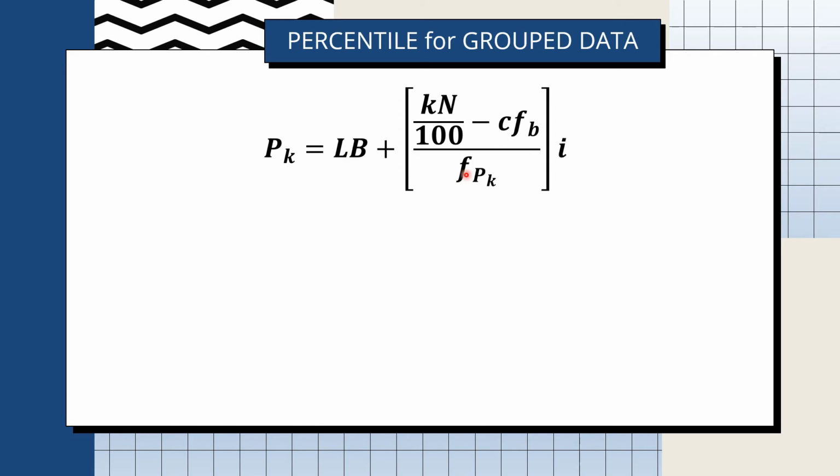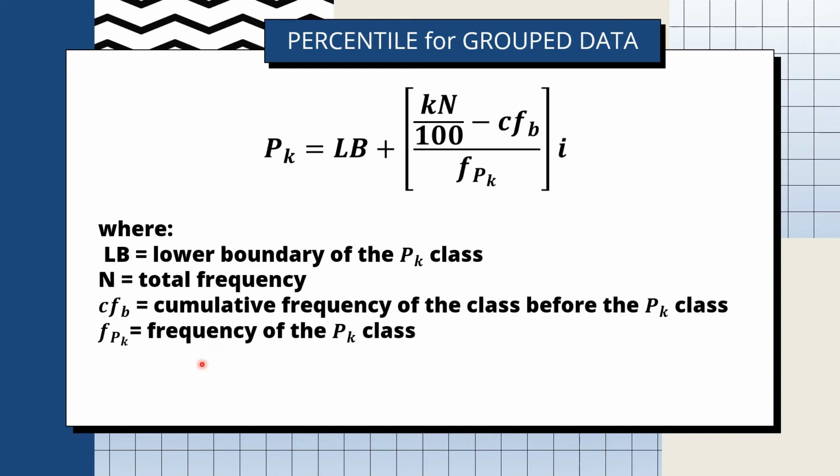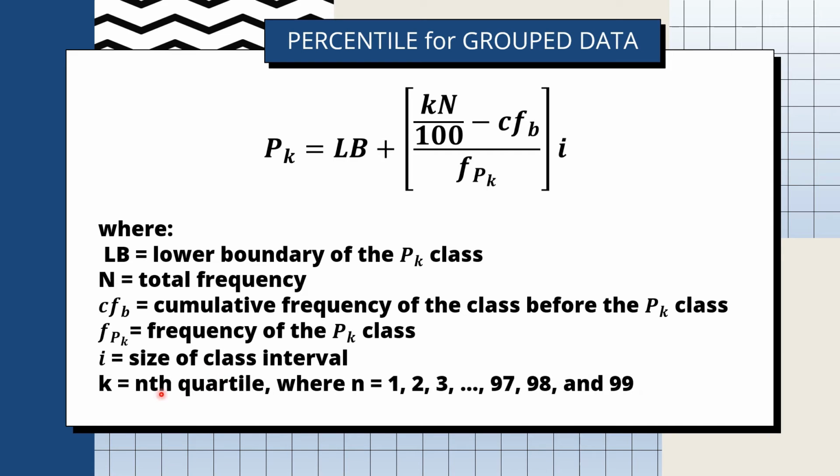Pero yung mga terminologies dito are the same pa din. So, yung LB, yung N, CFB, F sub P sub K, I, at saka yung K natin. Pero this time, yung K natin is starting from 1 until 99. Kasi hanggang 99 score points ang pwede nating masolve sa percentile. Dahil 100 equal distribution ng ating percentile.